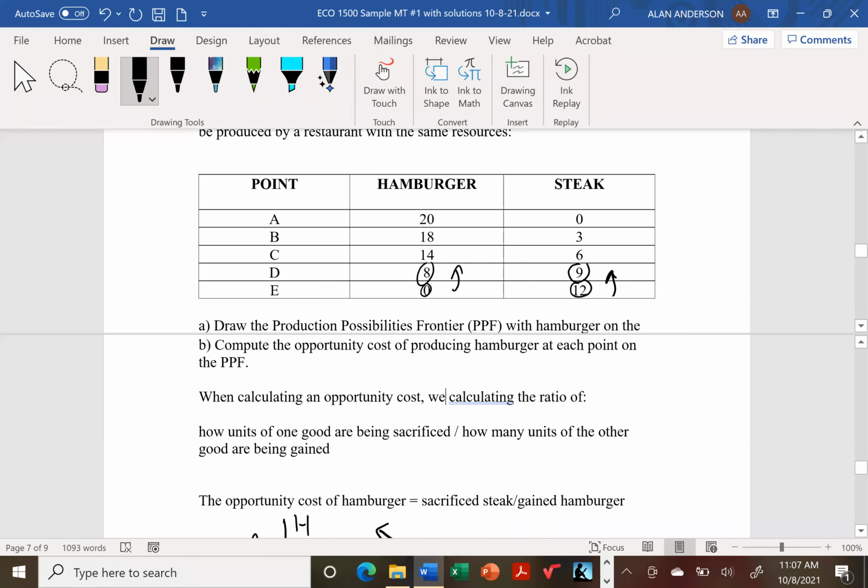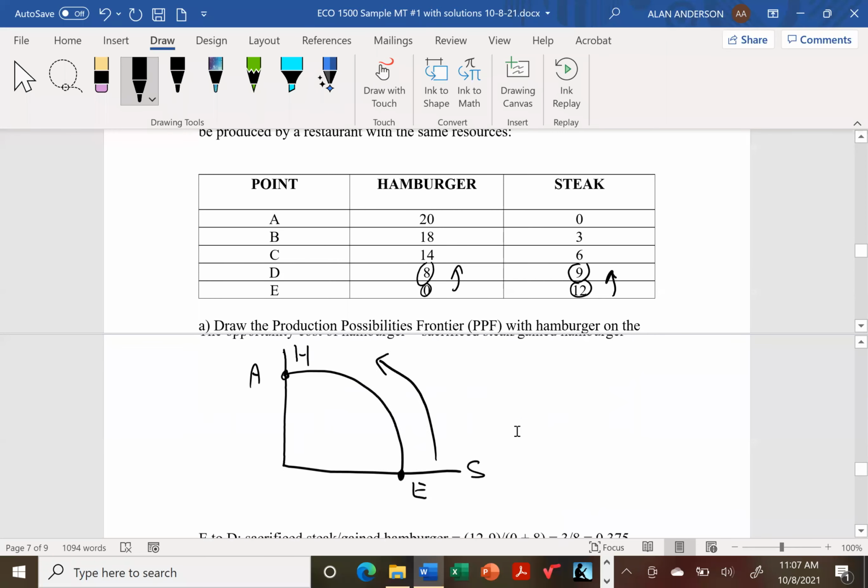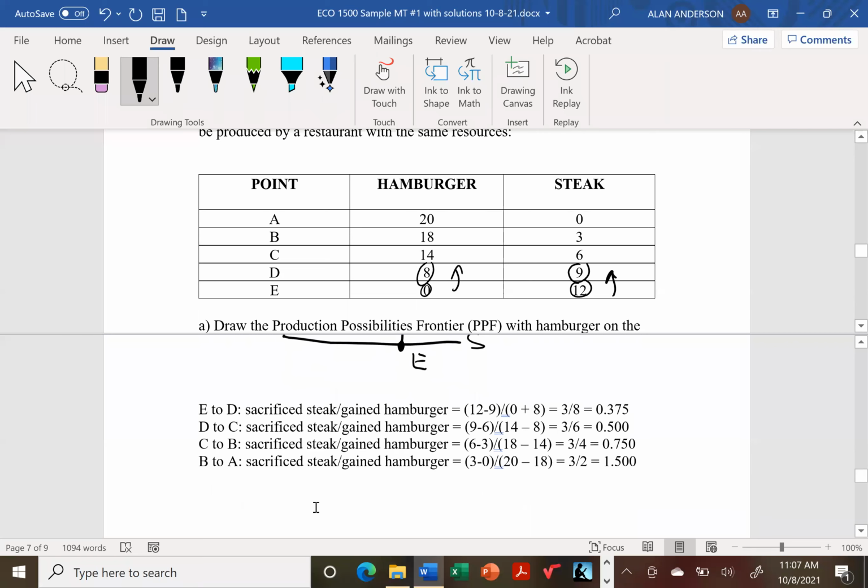That's all we need. But the key detail here is that as more burgers are produced, the opportunity cost in terms of sacrificed steak is increasing. And again, we did say before that when you have a curved production possibilities frontier, this is exactly what you get. It's not constant. That can only happen with a straight line.